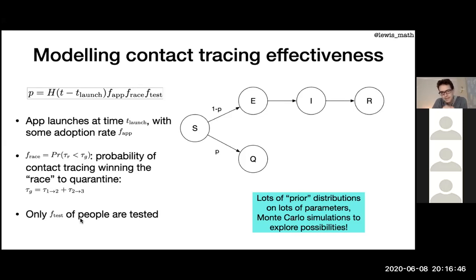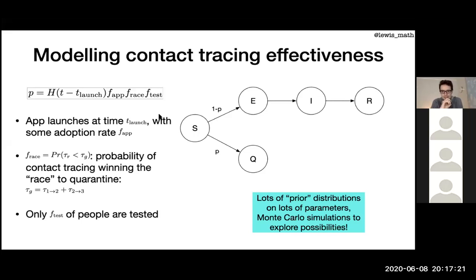And then you have a parameter or a factor here related to testing. This is probably not so important in Australia, but we wanted some generality in the model to be able to model places like the US, which in March, April probably didn't have enough tests to capture everybody. The idea is you can only identify that original contact if you have enough tests, so you can only feed people into quarantine if you have enough tests. That is hiding a bit of complexity here, but that gives you the idea of the model.